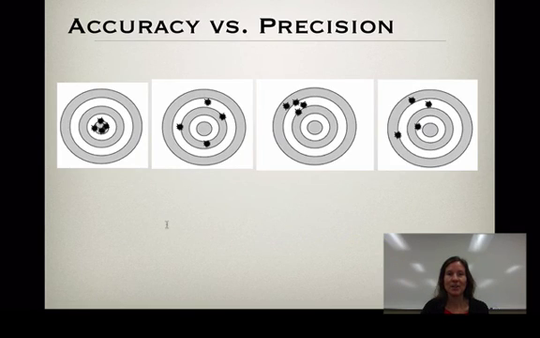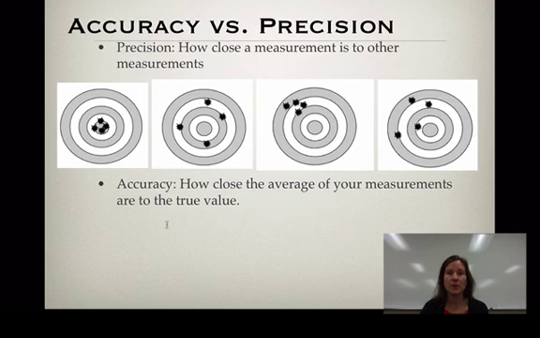Accuracy and precision are not new words for you, but they might be new scientific concepts. When it comes to measurements, we can actually describe our measurements in one of two ways. Either that your measurement is accurate or that your measurement is precise. The difference between them is very important in terms of a measurement. So precision is how close all of your numbers are to one another, where accuracy is how close your average is to the actual number that you're trying to get.